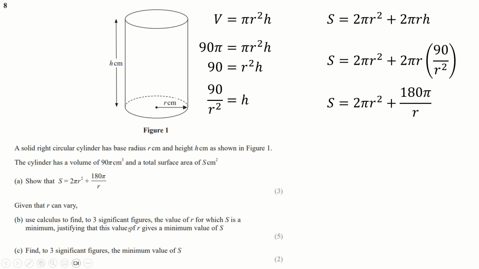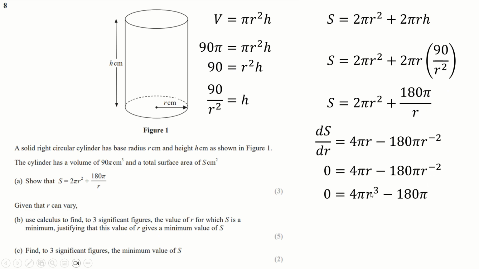Given r can vary, use calculus, so ds by dr then. So bring the 2 down to make a 4, lower that down to a 1. This is a 180 pi r to the minus 1. The minus 1 multiplies to make a minus 180 and then drops down to a minus 2. Set that to 0 because we're looking to show a minimum point, which of course first means it needs to be a stationary point. Times everything by r squared to get this, and then add that to both sides, cancel out the pi's, divide by 4 and cube root, and we end up with that.